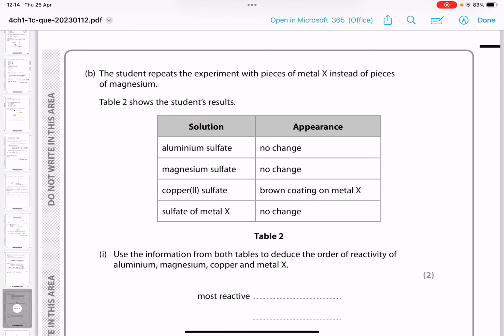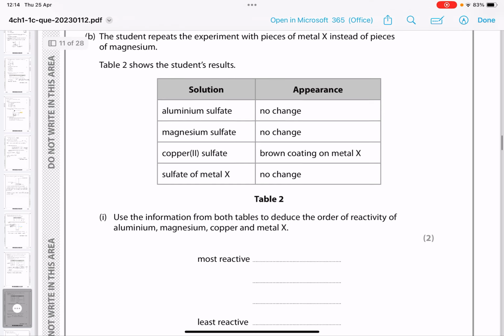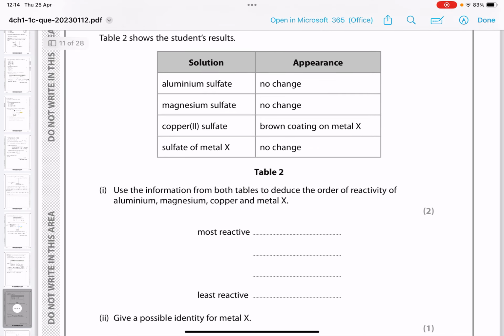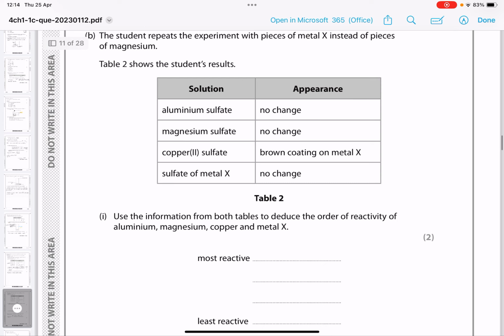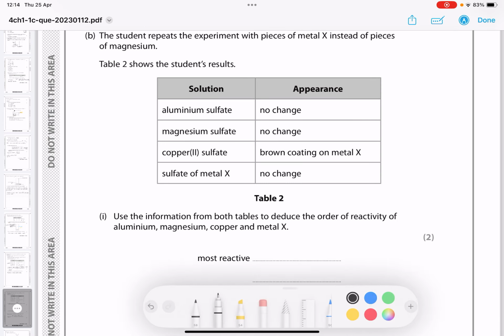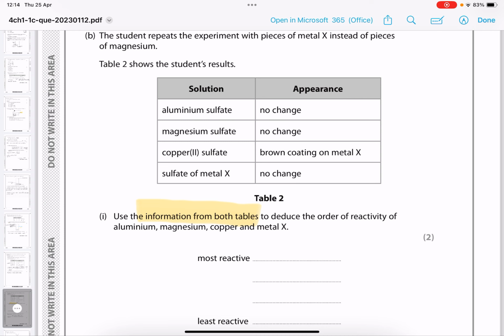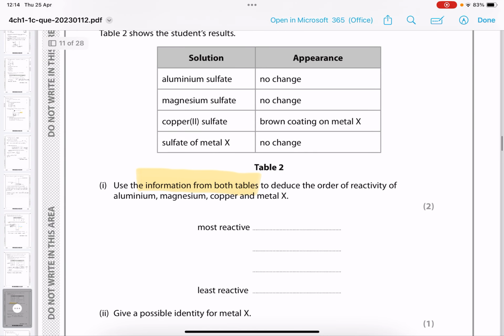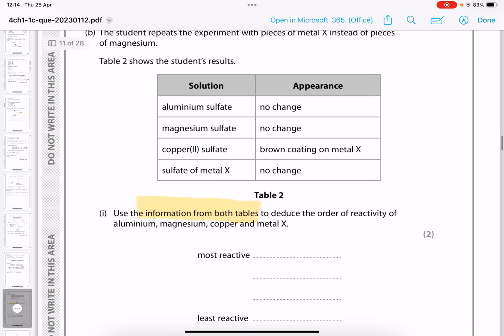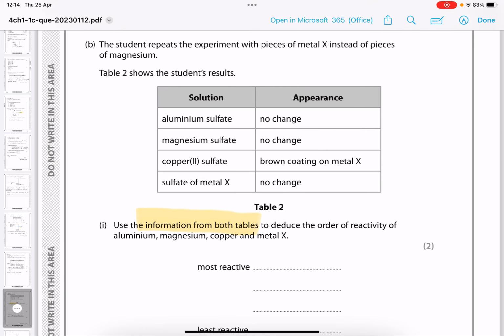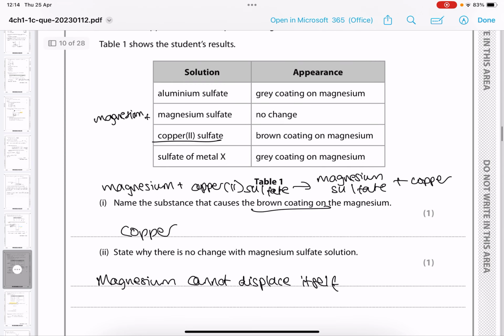The student repeats the experiment with pieces of metal X instead of pieces of magnesium. Table 2 shows the student's results. Use the information from both tables to deduce the order of reactivity of aluminium, magnesium, copper, and metal X. It says here to use the information from both tables. If you know the reactivity series off by heart, you could use it. But remember, the problem here is you don't know what metal X is, so you don't know where it's going to fall. So it's better just to use the observations that the student has made.